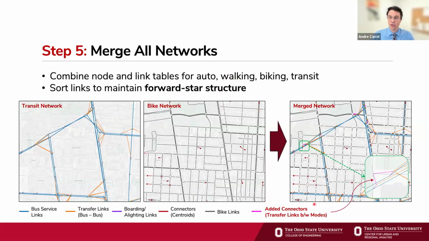So here are some illustrations from our case study. This is, as a matter of fact, the center of the OSU campus up here, the academic campus. We've got the transit network around campus, derived from GTFS. We see here transfer links in orange, bus to bus. And then we've got the bike network over here. We can see the centroid connectors in red. And so we merge all of this together with the added connectors that are shown in this enlarged little picture here on the right into a single merged network.